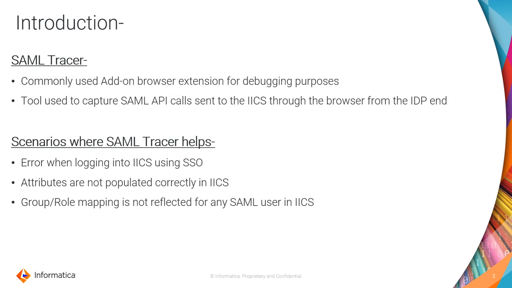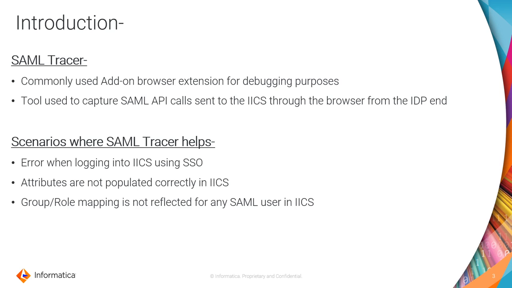So, what is a SAML tracer? SAML tracer is a commonly used add-on browser extension which is used for debugging SSO issues or SAML issues. This is a tool that is used to capture the SAML API calls which are happening between the application and the IDP. IDP is the identity provider. In our case, we will use the SAML tracer to capture the calls between IICS and the IDP end.